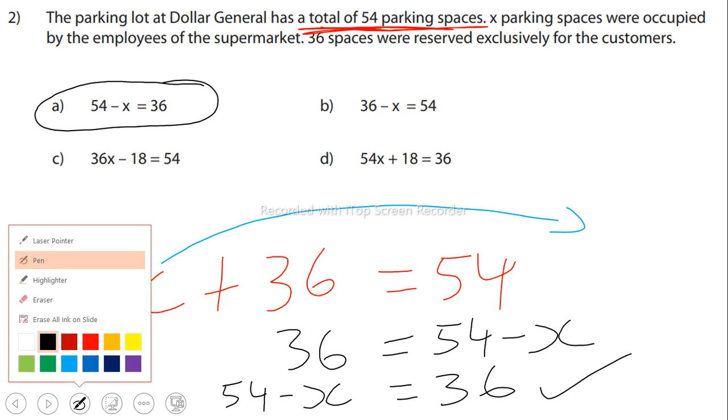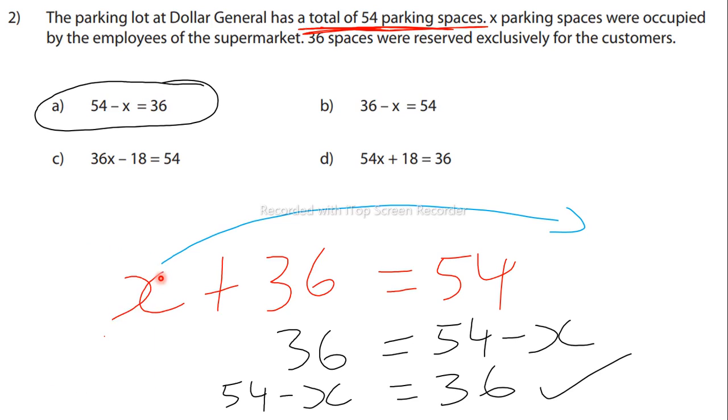So the idea here is that 54 is the total amount of parking spaces. The number of parking spaces is going to be made up of two things: the parking spaces that are used by the employees, which is X, and the parking spaces that are reserved exclusively for the customers, which is 36. So X plus 36 equals 54.